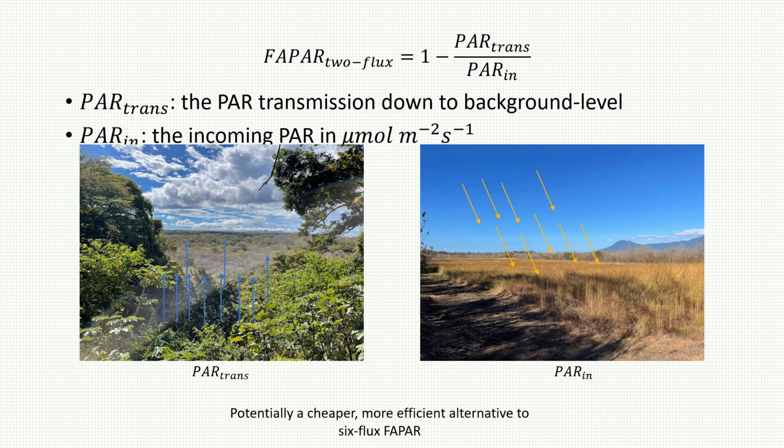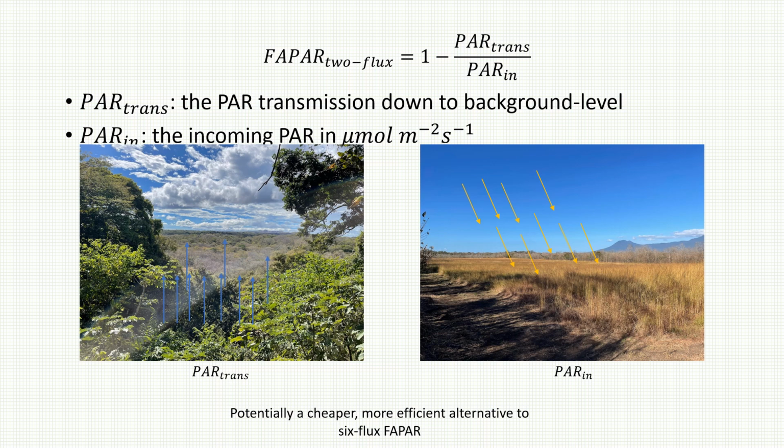2-flux FA-PAR is the responding variable and the new methodology we are testing in the study. The transmitted PAR sensors are located in the forest, while the incoming PAR is in a nearby field where tree canopy cannot interrupt the incoming solar radiation.